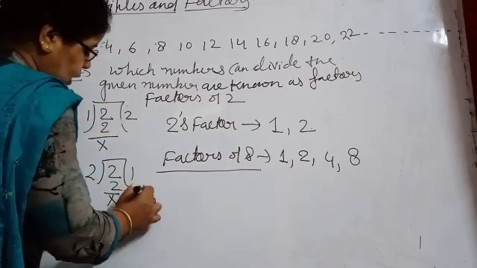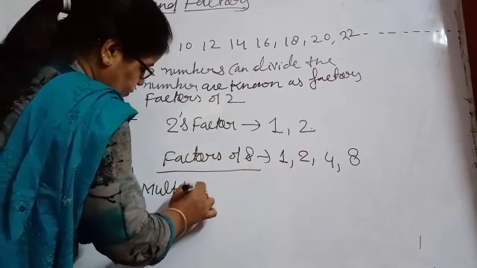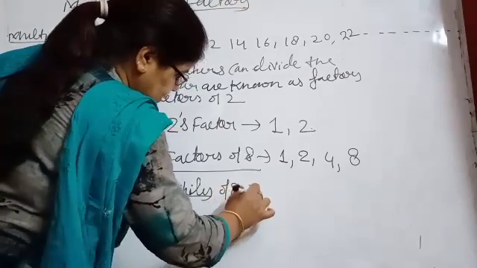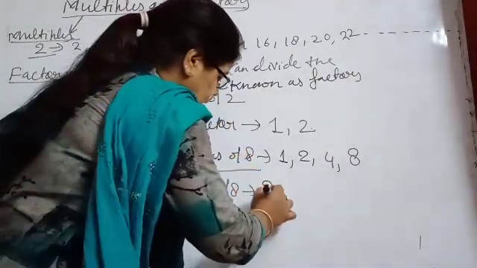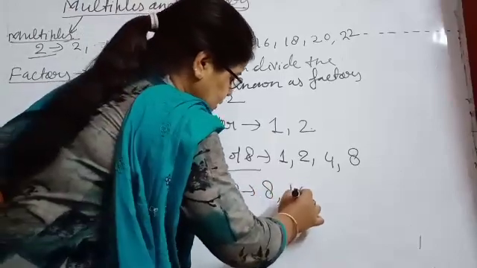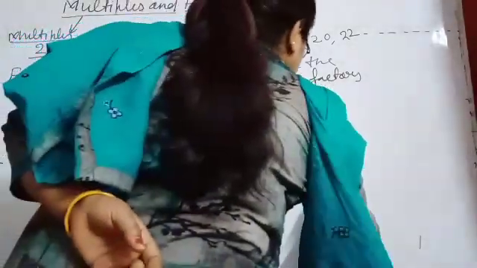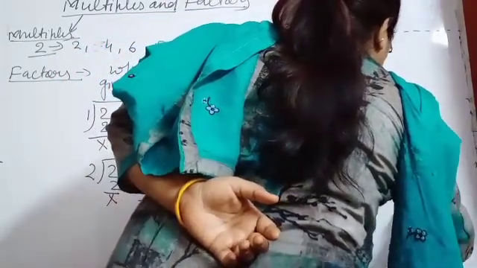Now suppose we would like to take the multiples of 8. In this way it will be clear to you. Multiples of 8. The first multiple will be 8 itself. Then 8 times 2 is 16. 8 times 3 is 24. 8 times 4 is 32. 8 times 5 is 40. 8 times 6 is 48.